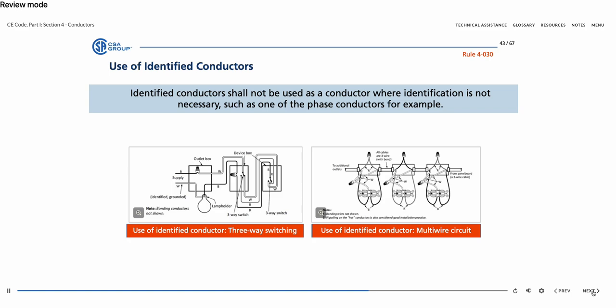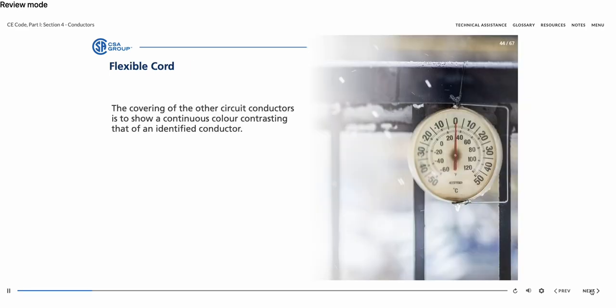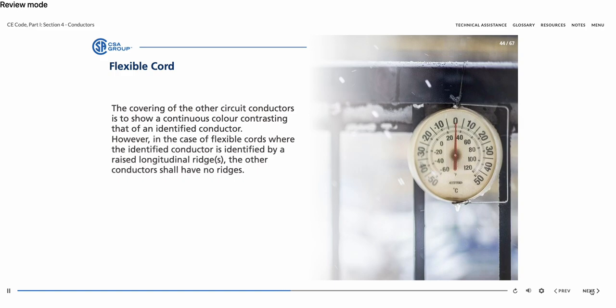Subrule 2 allows the identified conductor not to be made unidentified when part of these cable assemblies, if the conductor is used as part of a single pole, 3-way or 4-way switch loop. The requirement is that an unidentified conductor is the return conductor. The covering of the other circuit conductors is to show a continuous color contrasting that of an identified conductor. However, in the case of flexible cords, where the identified conductor is identified by a raised longitudinal ridge, the other conductor shall have no ridges.